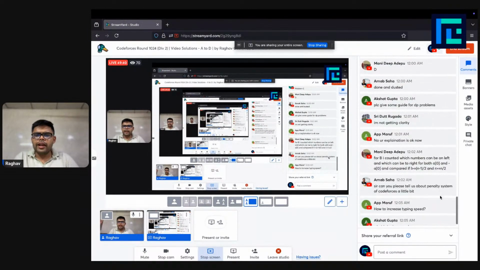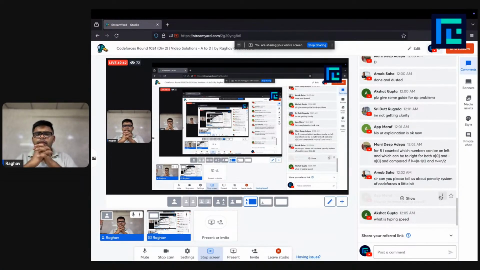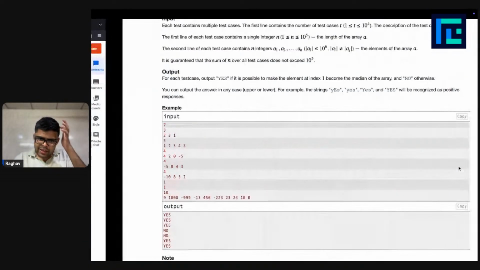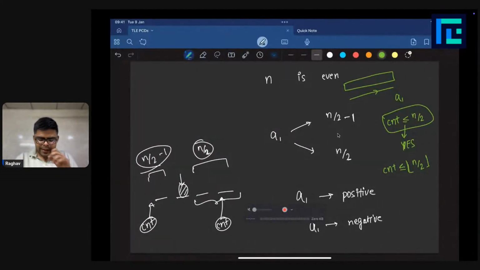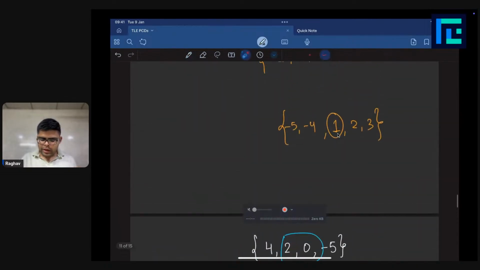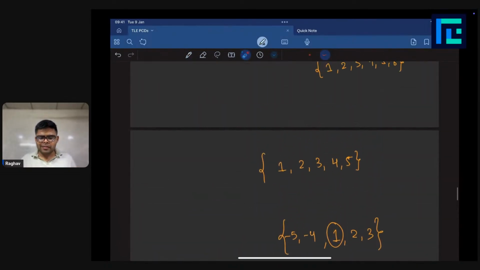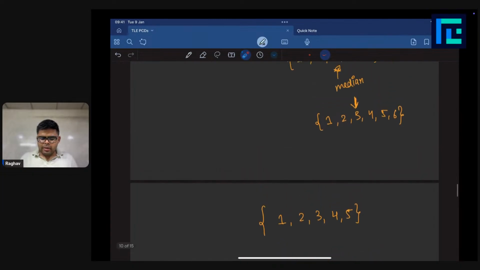I'm not getting clarity. Can you please point out a little bit the exact case where you're not getting the clarity? Maybe I will just do a recap, and then you can mention the place where you felt things are a bit off.